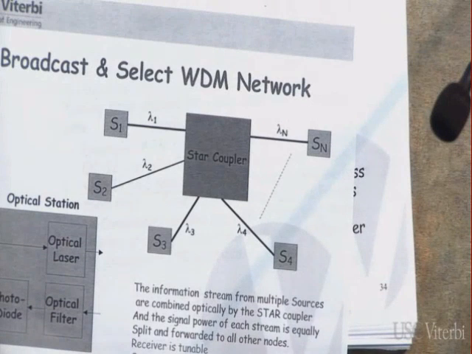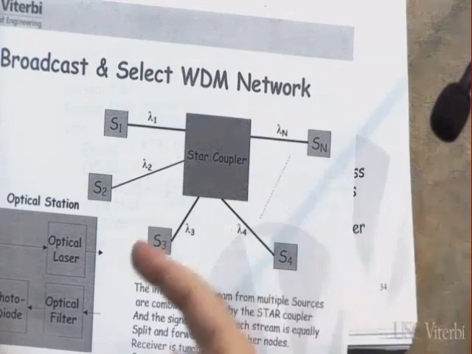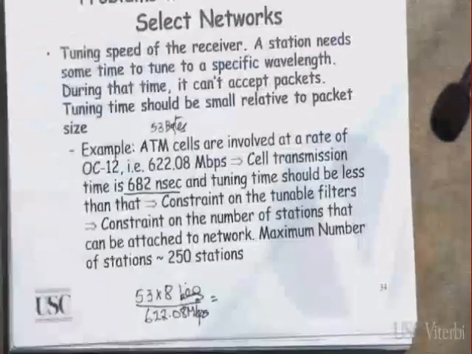It's just like your radio. If you do have 100 channels, it will take longer to tune on one channel rather than if you do have only 2 channels. Clear? So it puts a constraint on the number of stations.